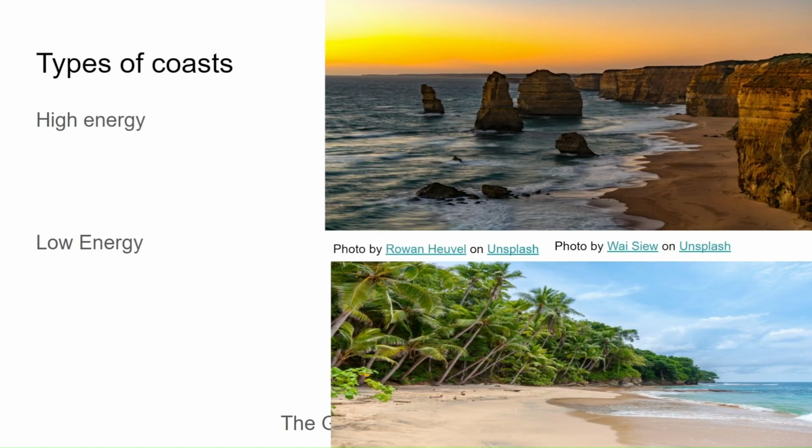Often the coastline is split into two types. We have high energy coastline and low energy coastline. The high energy coastline sees a lot of erosion, and the low energy coastline can have a little bit more in terms of deposition.